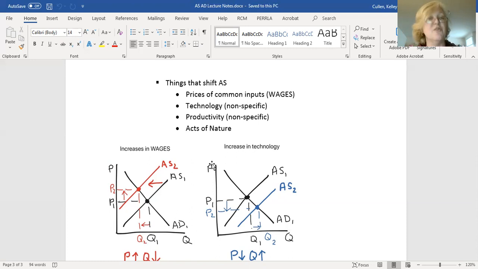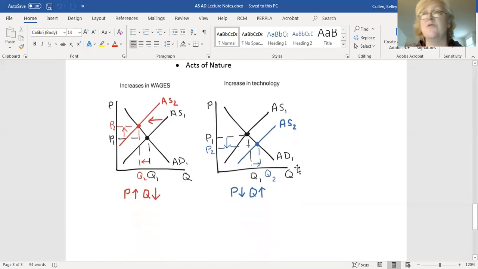Acts of nature, hurricanes, huge snowstorms in Texas, right? Those kinds of things will shift aggregate supply to the left. Okay, so pretty similar to the supply shifters from chapter 3. Go back and revisit those. And so you can see, again, we use the word wages as distinct from income and wealth. Three different concepts. Make sure you know the difference between wages, income, and wealth.